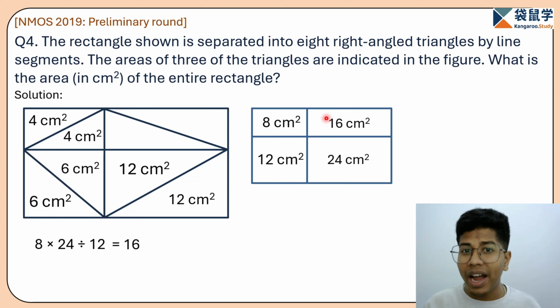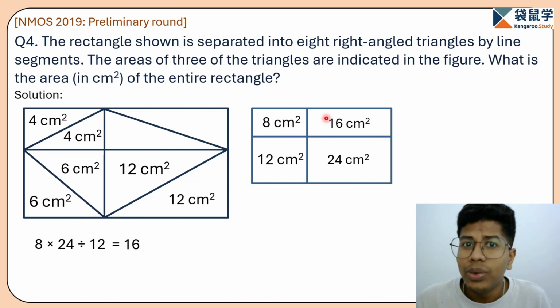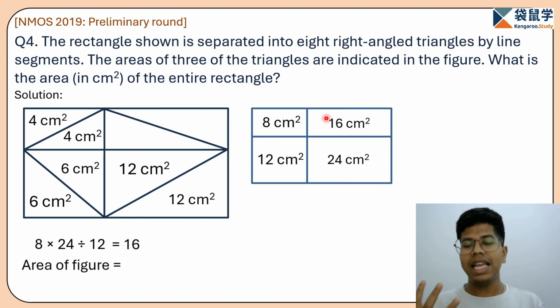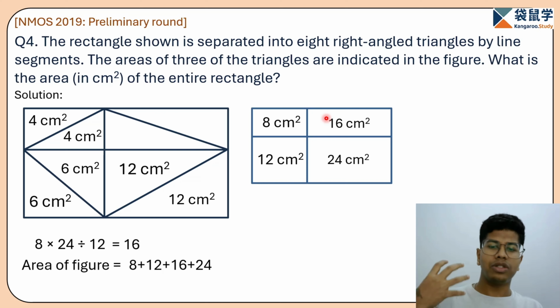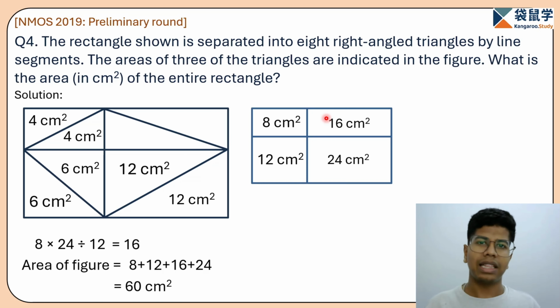But what do we need to find? The entire figure. For the entire figure, what do we need to do? We just need to add it. So area of the entire figure is nothing but equal to 8 plus 12 plus 16 plus 24. And if you add them, it's nothing but equal to 60 centimeters square.